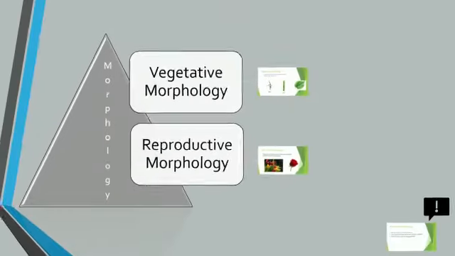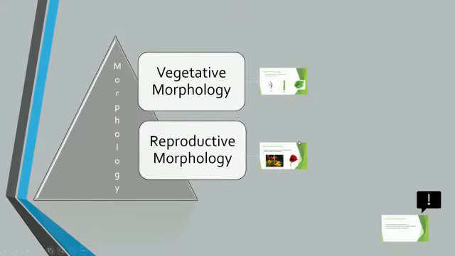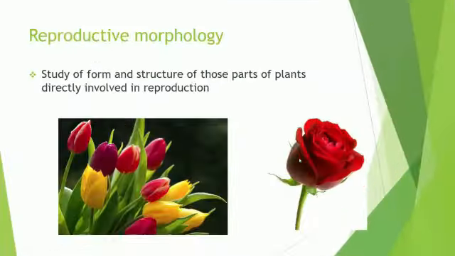Reproductive morphology is study of form and structure of those parts of the plants directly involved in reproduction. That is, the only reproductive part of the plant is flower. So, vegetative morphology deals with root, stem and leaf and reproductive morphology deals with flowers.